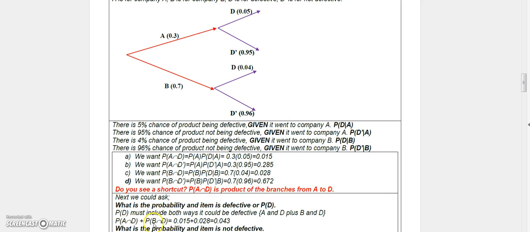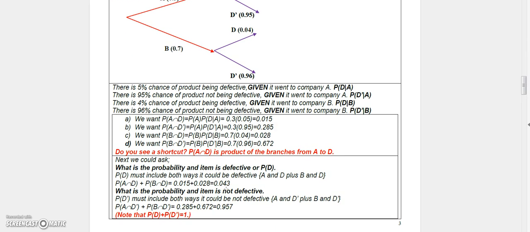And the other path to defective was B intersect D. What was B intersect D? The 0.7 times 0.04, and that's how I got the 0.028. And then I just add those two together, 0.043, and that gives me the probability that an item is defective. Now that's not a conditional probability, that's simply the probability that an item is defective.